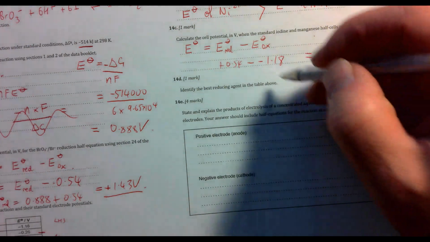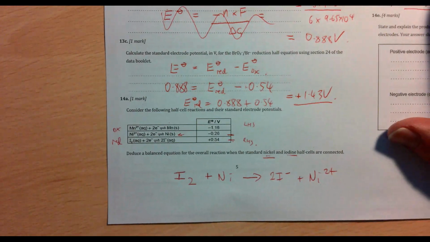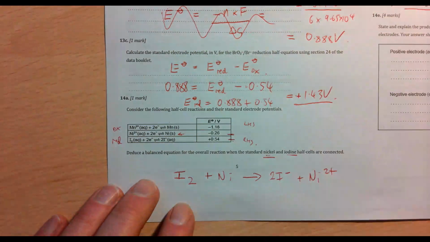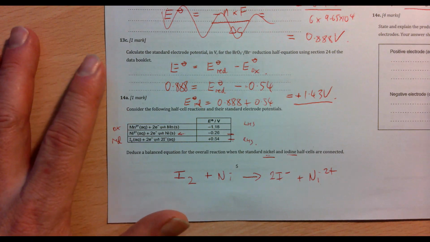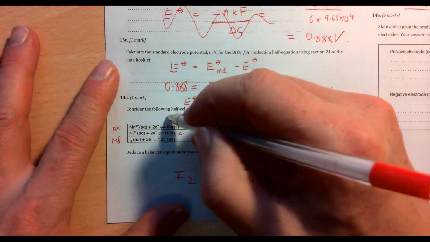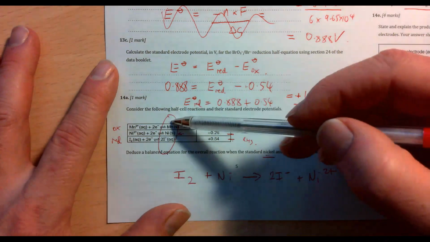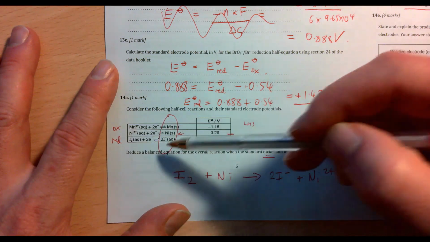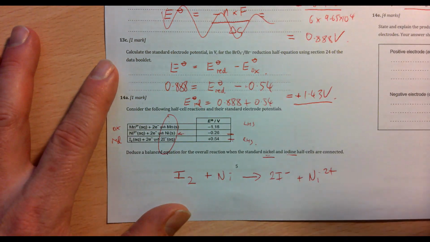The next question was to work out the best reducing agent. So let's go back over here. We did a few of these in class. The things that are reducing agents are the things that are oxidized, and here are the things that are oxidized, right? Mn goes to Mn2+, nickel goes to nickel 2+, or iodide goes to iodine. It has to be one of those.